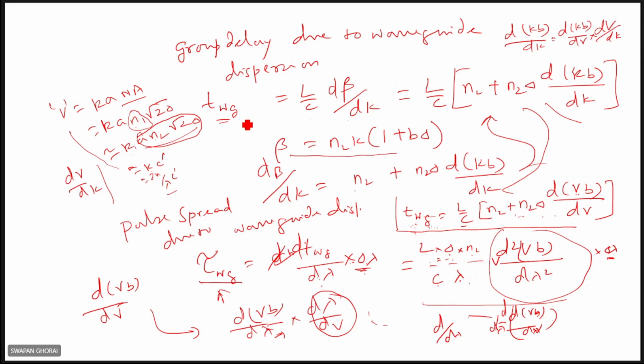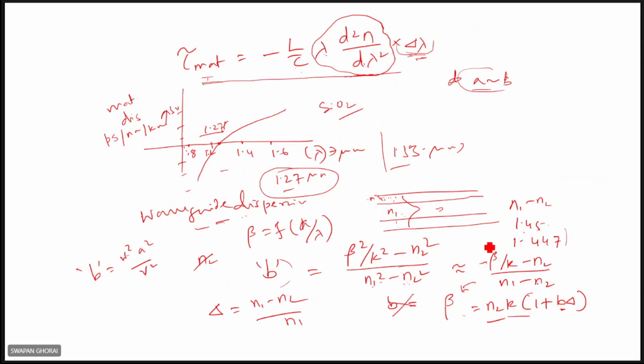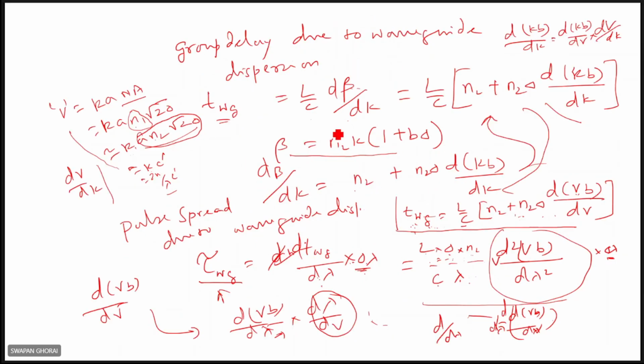In the same way, from the definition of group velocity, the group delay is L by C d beta by dk. Beta, I've shown you just now and in the last class also. It is this one. So substituting this value, you'll get this. This is the expression for group delay due to waveguide dispersion, and this can also be expressed in terms of V. If you substitute this K by V, it will be the same as this. Only K will be replaced by V. The parameters are generally given in terms of dV by d lambda, d2V by d lambda 2.